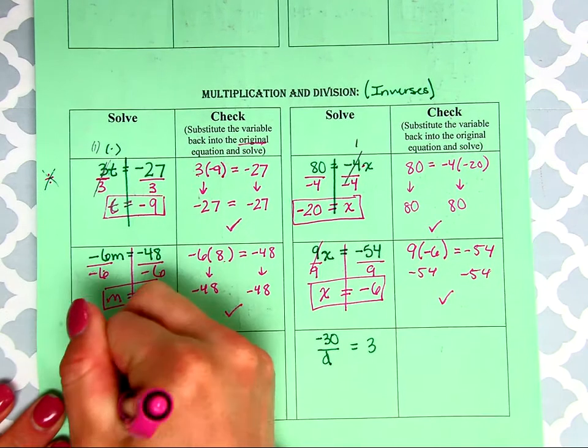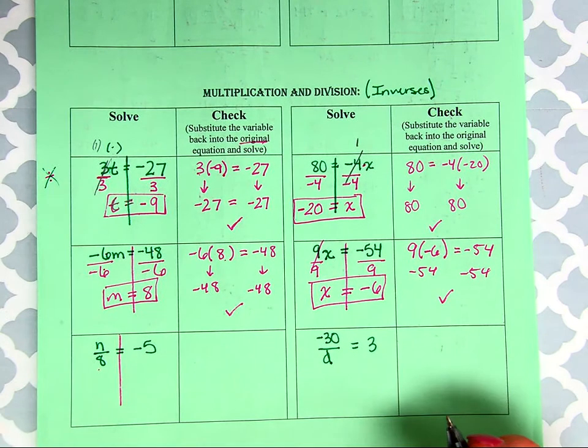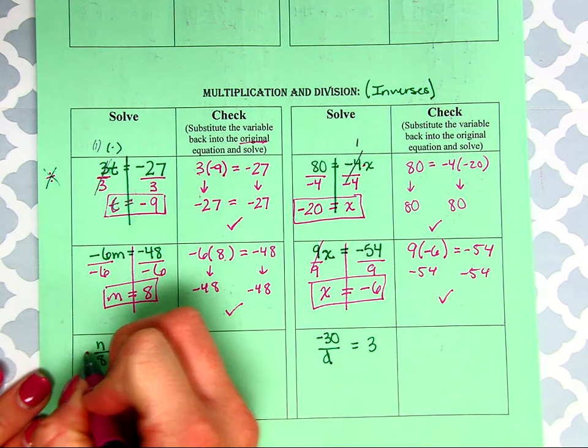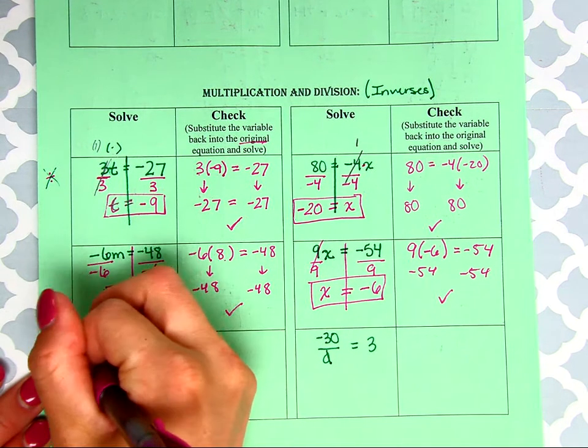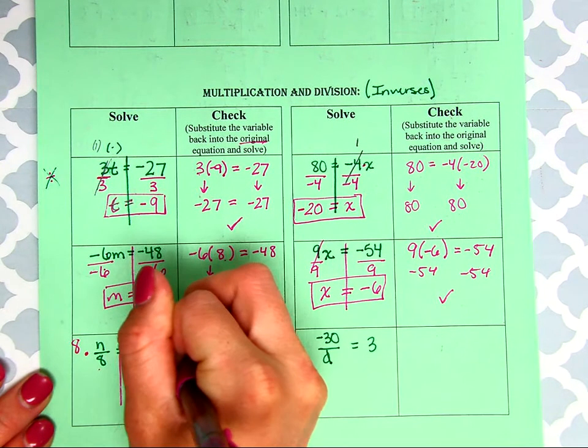So I'm going to draw my line. Because I have division, the inverse is to multiply. So multiplication, I like to use that dot, not the x, so that I don't confuse it with a variable. So we need to times both sides by 8.